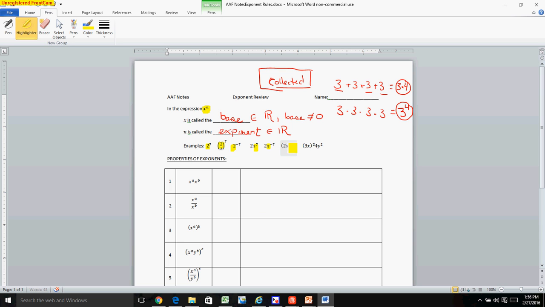Here, with grouping, because grouping symbols matter, the base is now 2x, and 2x has an exponent of negative 7. Here in this expression, 3x is the base with an exponent of 2, but 4y is not the base. Only y is the base with the exponent of 2.